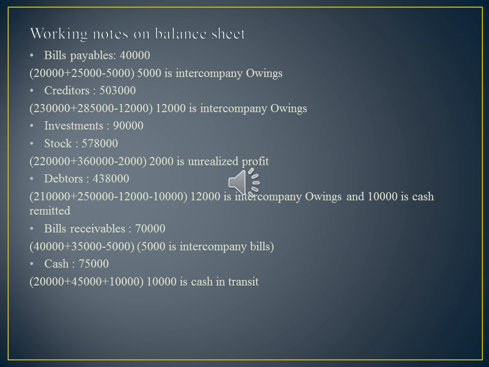And the last one is cash. We are adding A limited and B limited cash together, and we are also adding the cash in transit, which will be coming to our company, 10,000 rupees, and the sum total is 75,000 rupees.